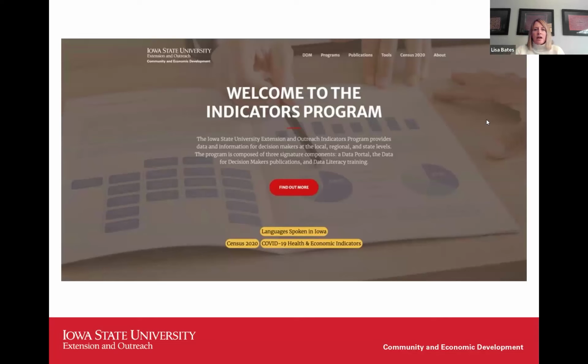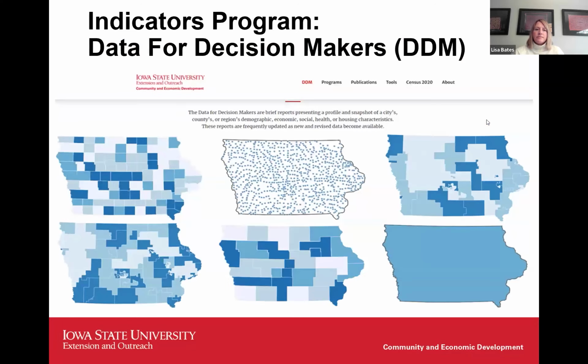At CED, we're lucky to have a data team. We're lucky to have the Indicators program, which has developed many resources, reports, publications, tools. We have training in data literacy. We have training in GIS. So this is really a program that focuses on the data for Iowa and how to access that data, how to make data meaningful to our end users, local, regional, and state level.